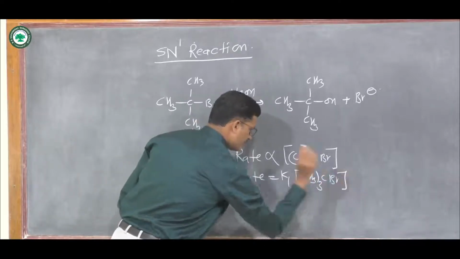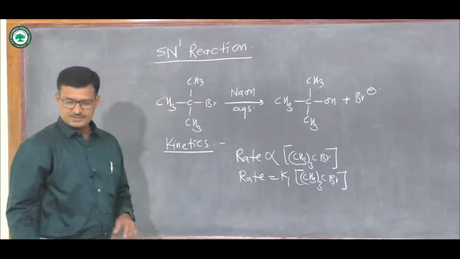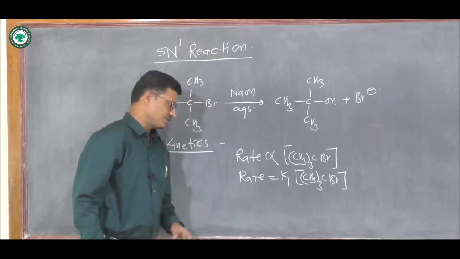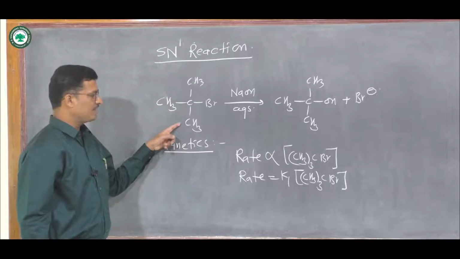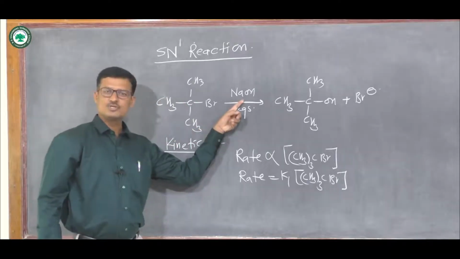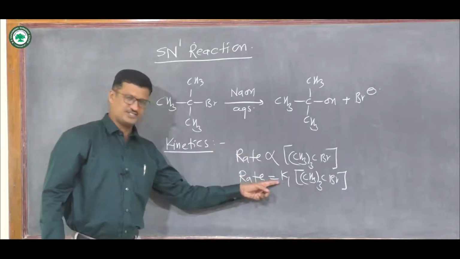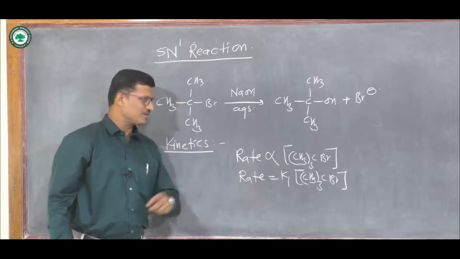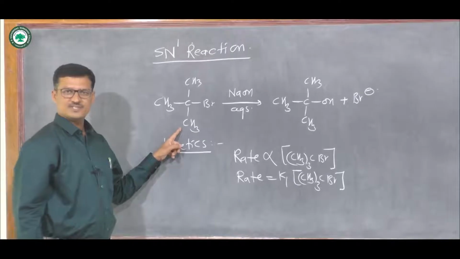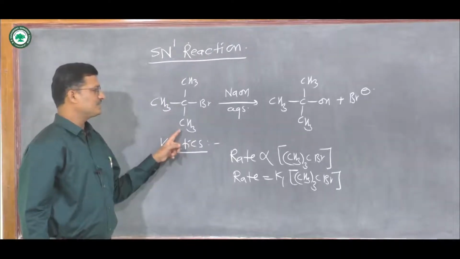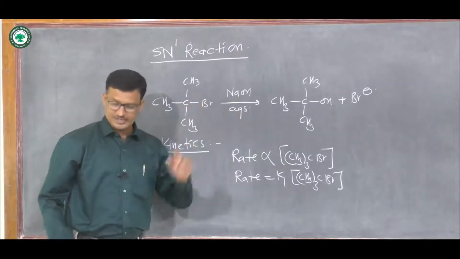When we rewrite the equation, rate is equal to K1 times the concentration of tertiary butyl bromide, where K1 is the first order rate constant. The rate of reaction depends only on the concentration of tertiary butyl bromide, and not on the nucleophile OH minus. That's why this is first order kinetics. So we remember the SN1 rate depends totally on the substrate, and not on the concentration or nature of the nucleophile.